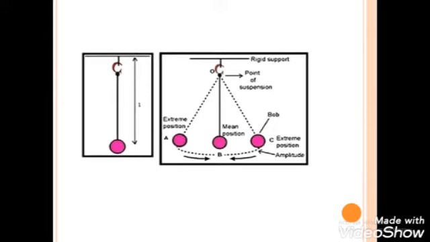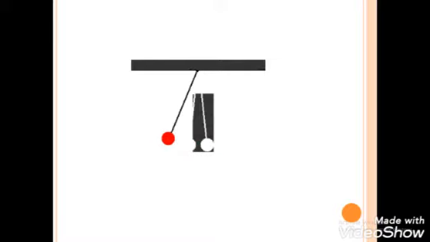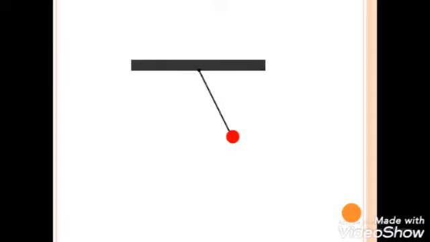So, the time taken by a pendulum to complete one oscillation is called its time period. What do you mean by time period? The time taken by a pendulum to complete its one oscillation. So, we can say that this is time period. Yes, it is the motion of a simple pendulum.